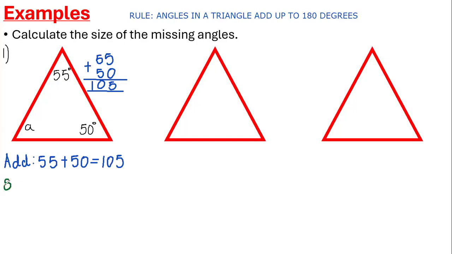What are we subtracting? We have to subtract 180 minus 105. And so when we subtract it, we put this right at 180 minus 105.